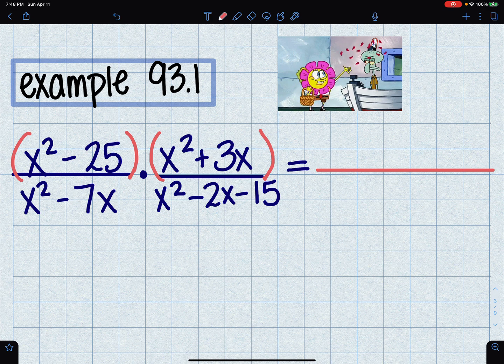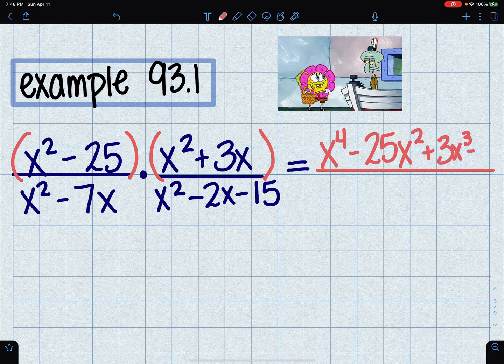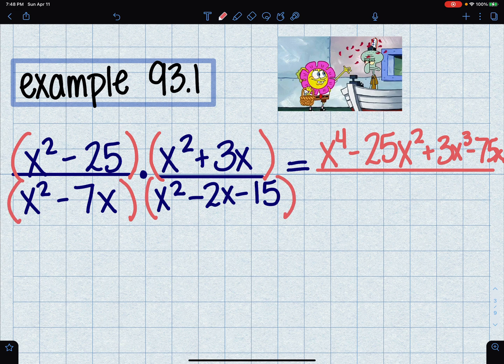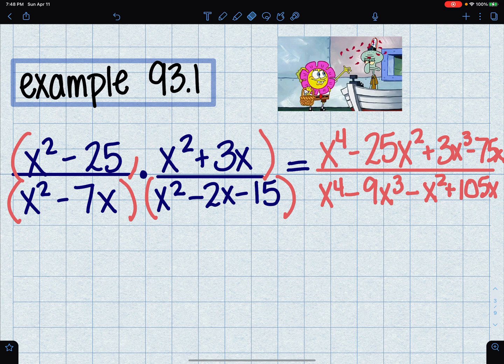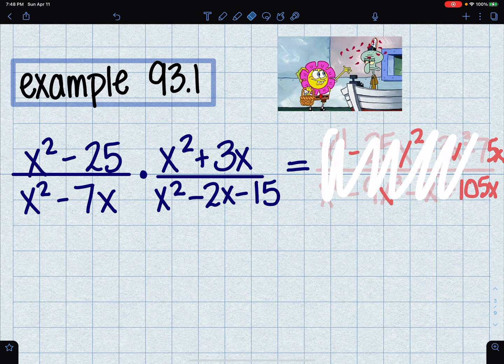So it would be x fourth minus 20. I'm not doing this in my head. I'm just putting what the book says the answer is going to be. Minus 25x squared plus 3x cubed minus 75x. Okay, this is way too complicated. You would have to do the same thing with the bottom. Parentheses here, and you actually FOIL that out. So it would be x to the 4th minus 9x cubed minus x plus 105x. This is a little bit too complicated, and it turns out this is not what they want you to do. So let's erase all of this stuff. That is not what they want you to do.